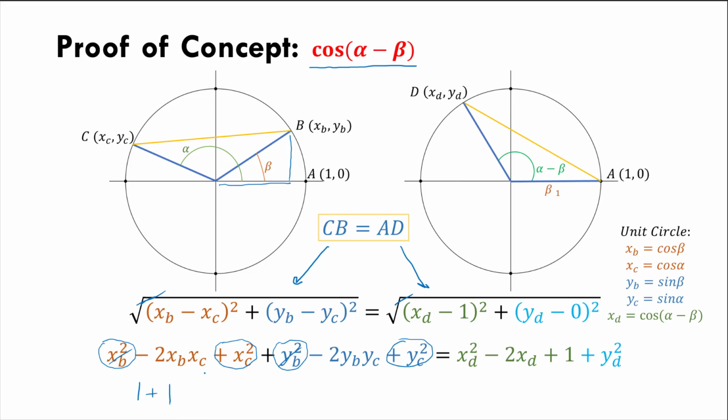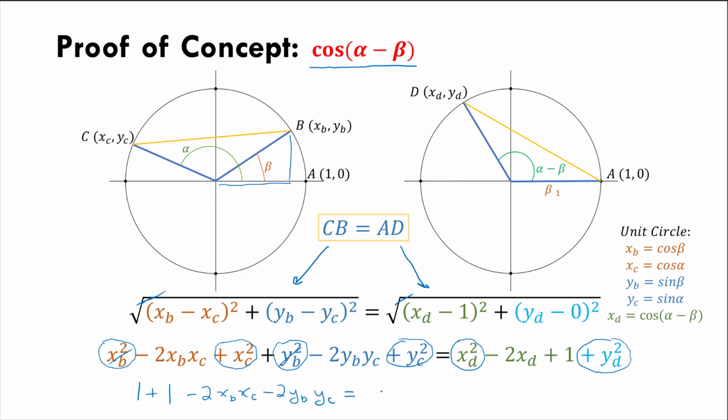Okay, so I'm left with this minus 2. On my left-hand side, I'm left with minus 2xb xc minus 2yb yc, and that's equal to our right-hand side here. Okay, so I've got a similar simplification going on here. I've got xd squared and yd squared.